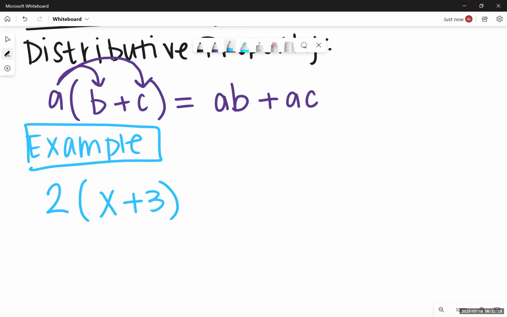Now I notice that I have a 2 and then a parenthesis. There's nothing in between the 2 and the parenthesis, so that tells me this is multiplication. But there are multiple things inside of the parenthesis. So first, I'm going to multiply the 2 with the first thing inside of the parenthesis. If I do 2 times x, it just becomes 2x, because you're just multiplying them together. So I get 2x.